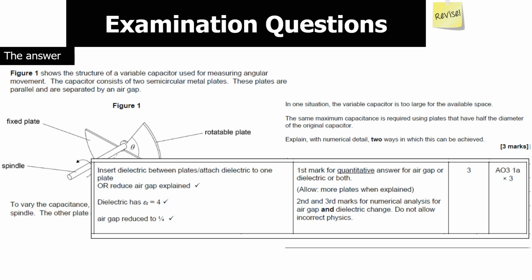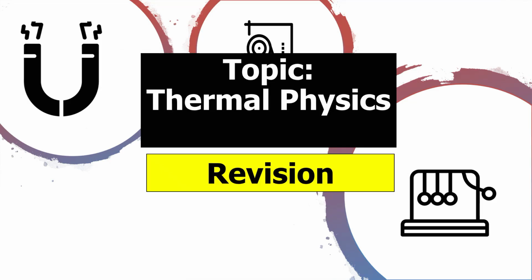But the other thing you can do is change that value of d, so you can reduce the air gap to a quarter of the size, again because it's being divided by that. So as a result, you'll have a quarter of the area and a quarter of the separation, so the two will cancel through to get the same value. Now note it says explain with numerical detail, so with that we actually had to say how much the value will be changed.